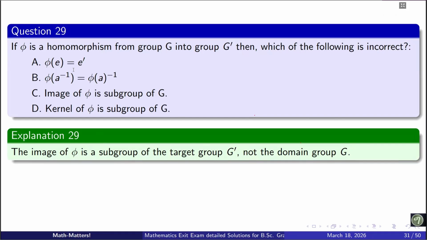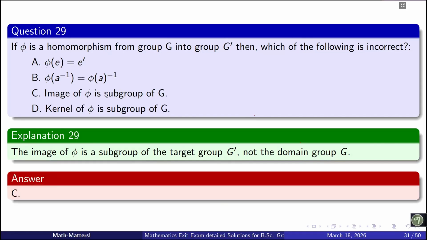But the rest are correct. If phi is a homomorphism from group G into group G prime, then phi of E, that is the image of E, is E prime. Phi of A inverse is equal to the inverse of phi of A, and the kernel of phi is a subgroup of G. But this one is false, because the image of phi is a subgroup of the target group G prime, not the domain G. Therefore, the answer is C.